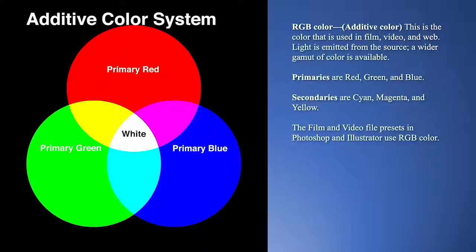The film and video file presets in Photoshop and Illustrator use RGB color, and this is why I tell you to use the video and film file presets, because you'll have the correct shape and color.